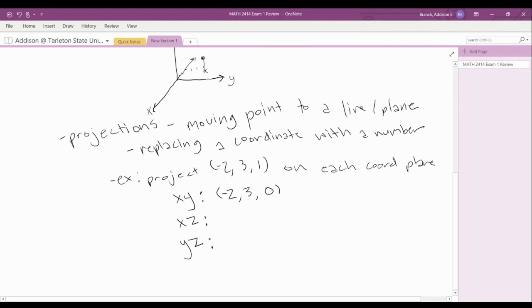And it's a similar concept for the other coordinate planes. If we have our xz plane, then y must be 0, so we keep our other 2 coordinates. And for yz, it's the same thing, but instead x is 0, and we keep y and z.